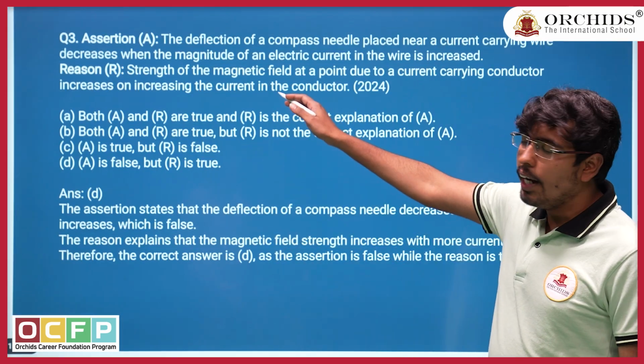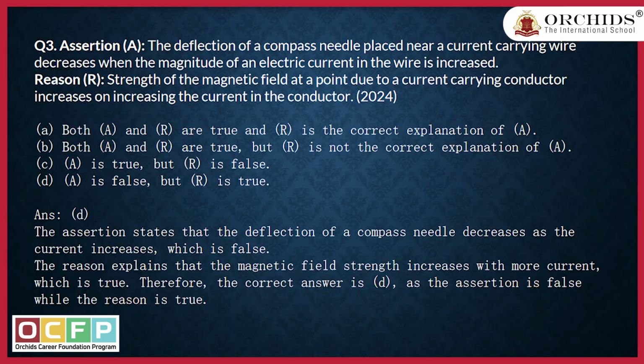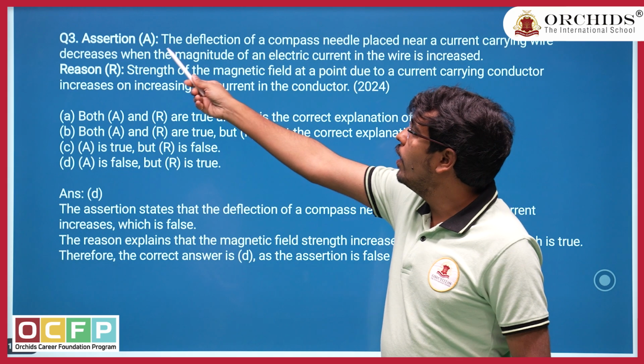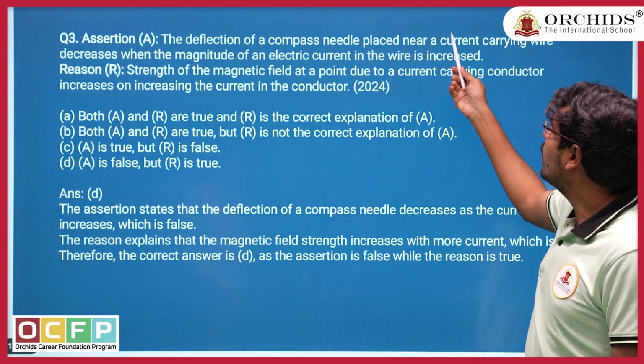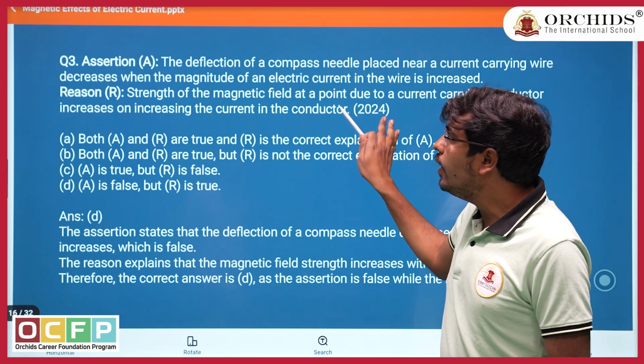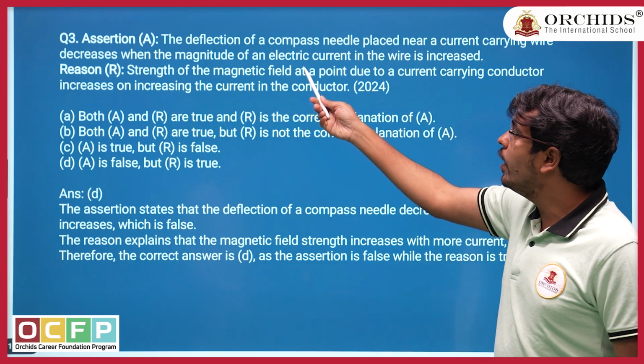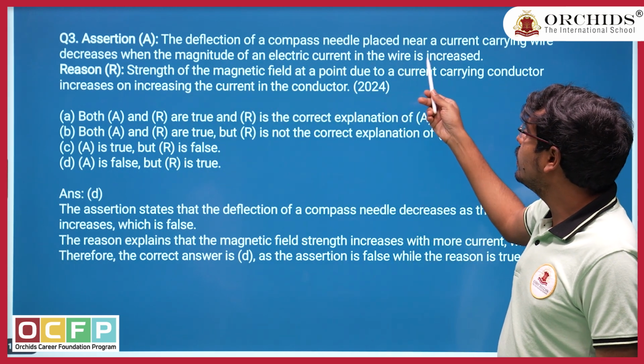So, the third question is the assertion-reason type question. This is also asked in recent years. So, we will go through the two statements one by one. The assertion is: the deflection of the compass needle placed near a current carrying wire decreases when the magnetic field of the electric current in the wire is increased.